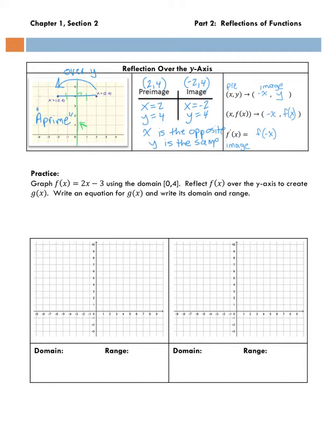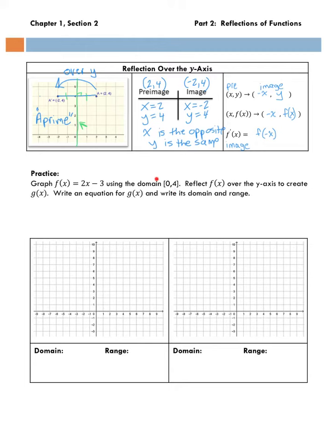Okay, let's do an example of transformation over the y-axis, a reflection over the y-axis, both graphically as well as on the function, the equation itself. So the example is graph this linear function f of x equals 2x minus 3, and we're going to limit its domain. We are going to limit it to 0, 4.